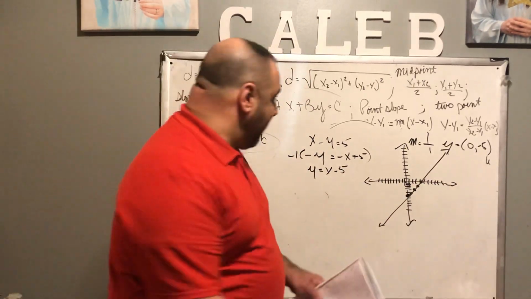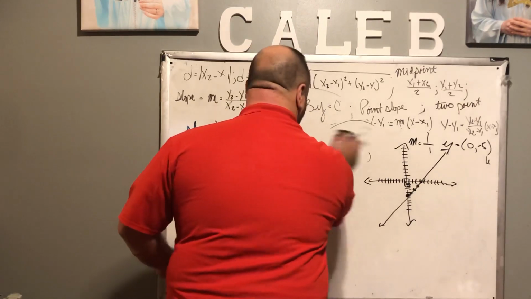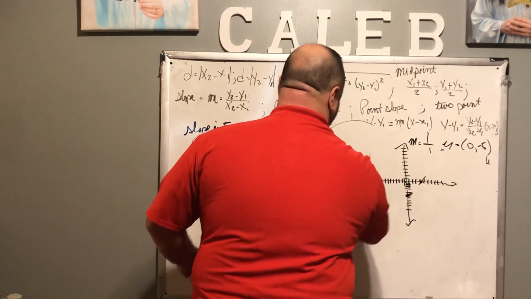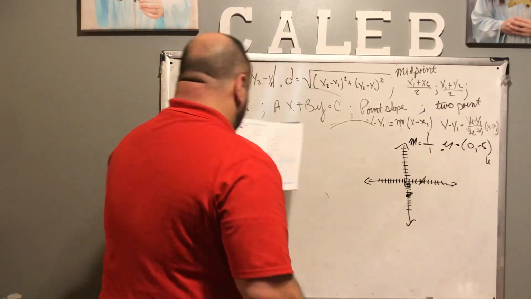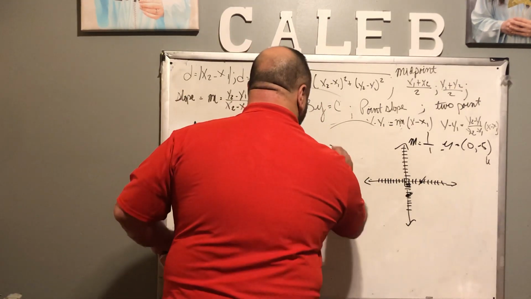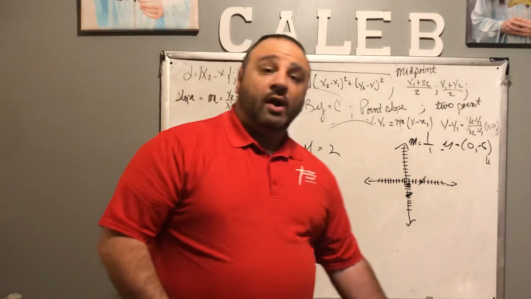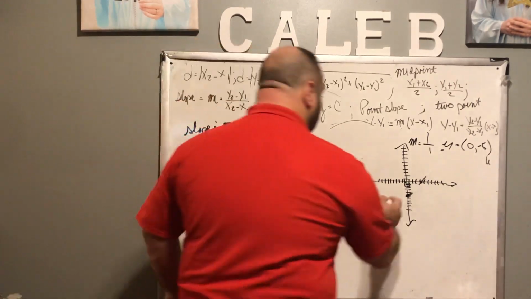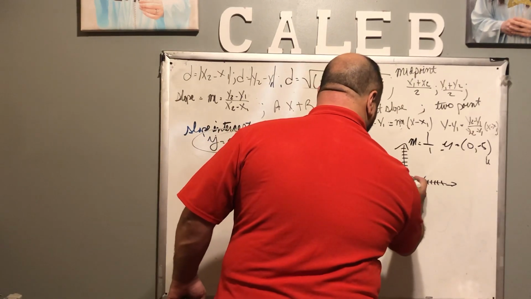So we'll do one more together. Let's do number 8. So we have y equals 2. All right, we do not have a slope here. So our y-intercept is 0, 2, which would be right there.